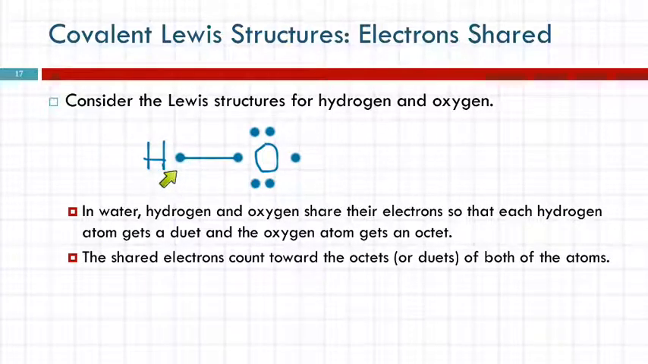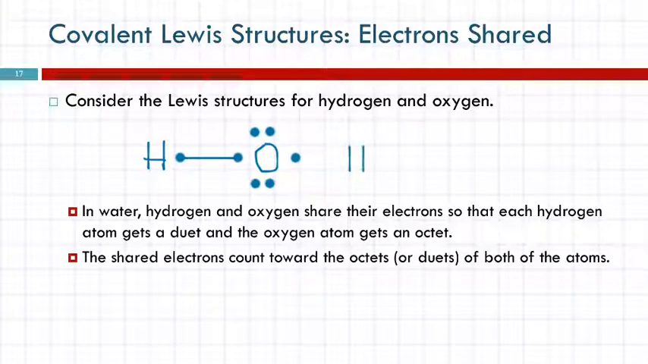Those shared electrons count for both. So hydrogen looks at these shared electrons and says, I've got 2 electrons. I'm just a little person, and so that's all I'm trying to get. I want to be like helium with 2 electrons. I'm good, I'm happy now. Oxygen looks at these shared electrons and counts them as her own, 2, 4, 6, 7. Oxygen's not quite happy yet. So oxygen's going to look for someone else to share with.